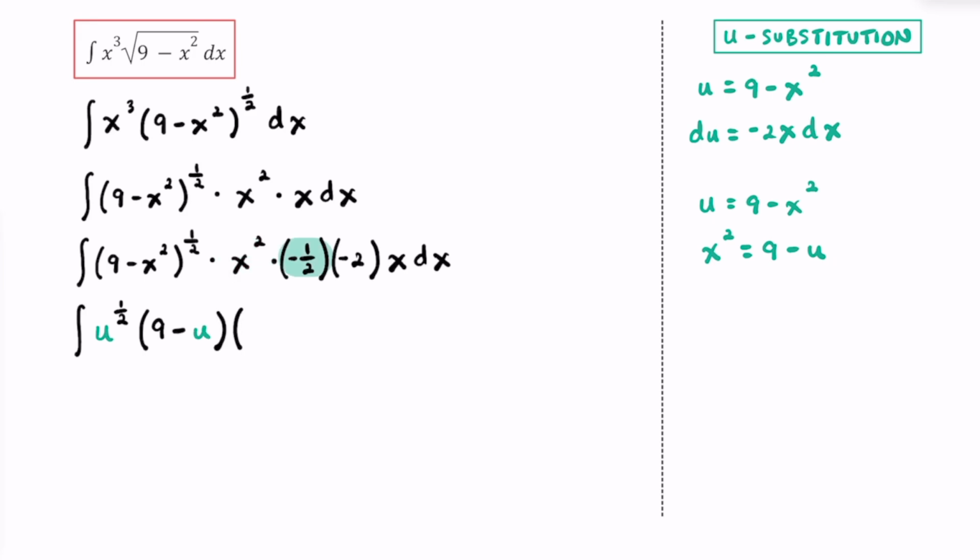Then we have this negative 1/2, which is just going to be a constant. We'll bring that in front of the integral in just a moment. And our negative 2x dx is the same thing as du, so we can just replace that with a du here. Alright, it's starting to look a little bit less crazy.